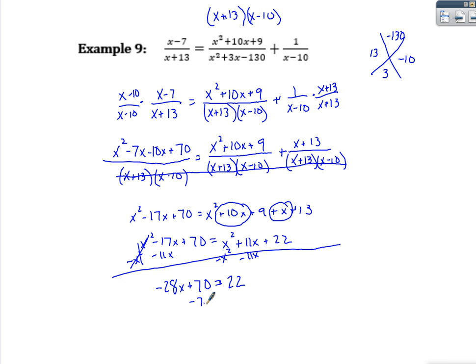Subtract 70 from both sides. Negative 28x equals negative 48. Divide by negative 28. Simplify that fraction, and x equals negative 12 over 7. And that is it for solving rational equations.